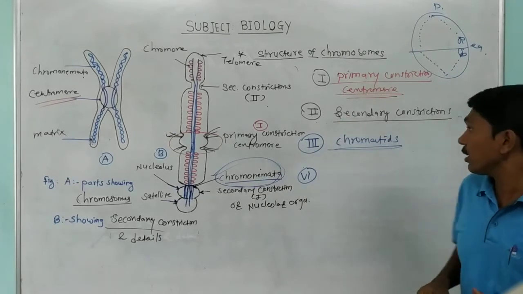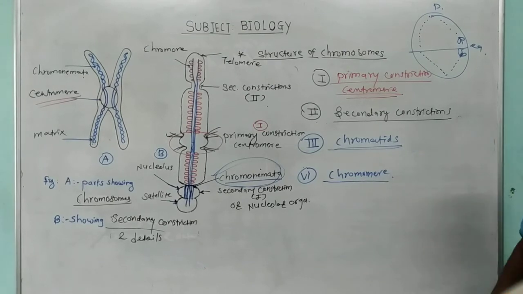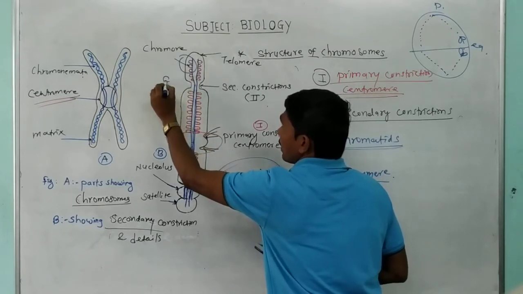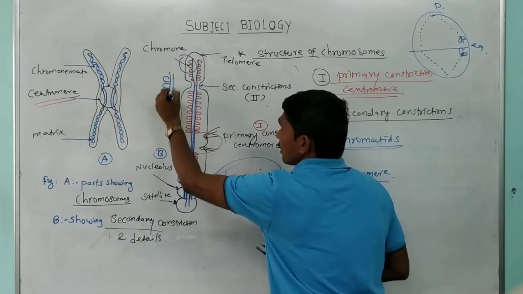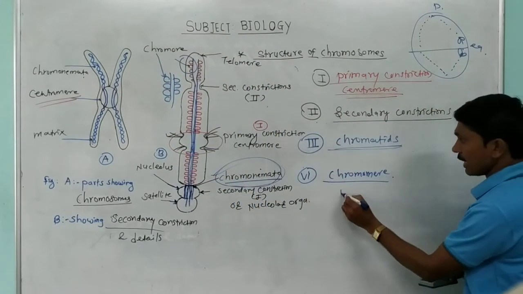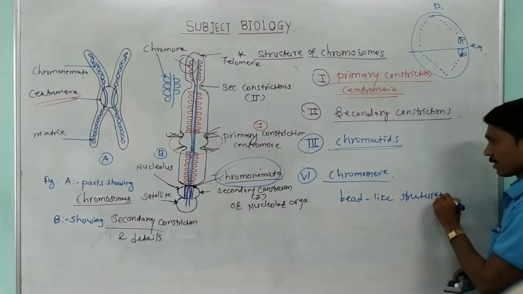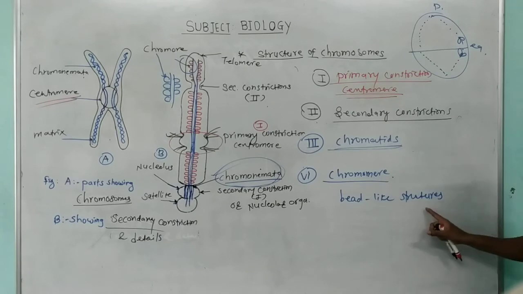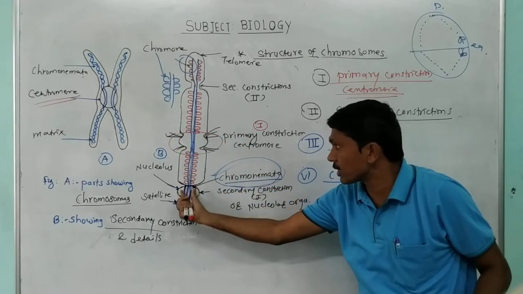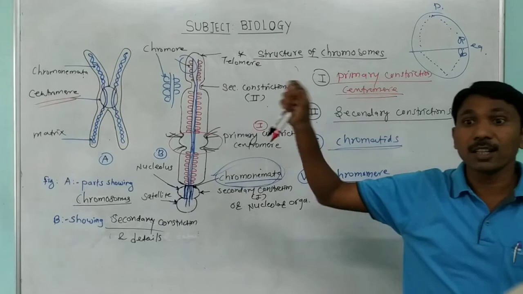Sixth point, chromomere. See the diagram of that structure. This is the chromomere. In this structure of the chromosome, the bead-like structure is called chromomere, which is parallel to both sides of the chromonemata, and that is called the chromomere.